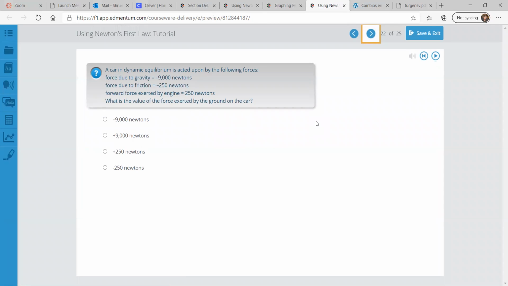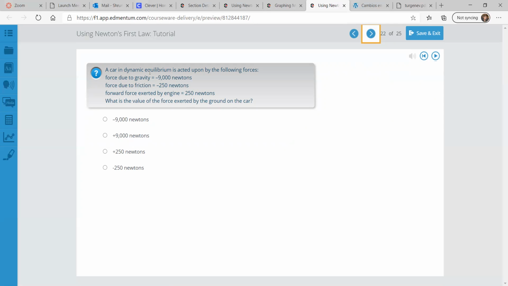Now we're given another question. A car in dynamic equilibrium is acted upon by the following forces. Force due to gravity, negative 9,000 newtons. Force due to friction, negative 250 newtons. Forward force exerted by engine, 250 newtons. What's the value of the force exerted by the ground on the car?